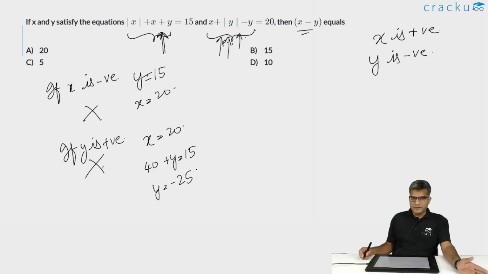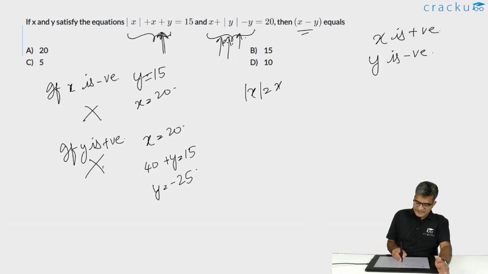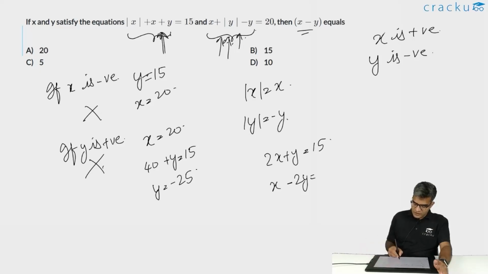So we want x to be positive and y to be negative. If x is positive, modulus of x is x. As y is negative, modulus of y is minus y. Now you can substitute it in the equation. So we are going to get 2x plus y is equal to 15. And from the second one, you are going to get x minus 2y is equal to 20.